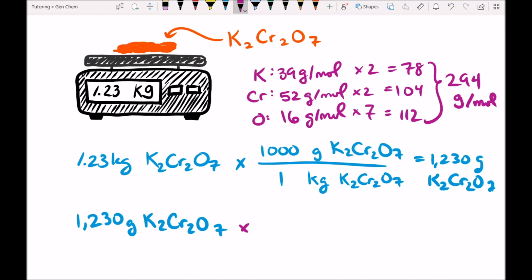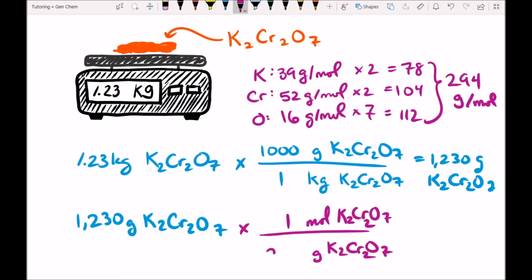Let's use that conversion factor to get rid of units of grams potassium dichromate and get units of moles potassium dichromate. 1 mole has 294 grams in it. If we do the math, 1,230 divided by 294, you get 4.18 moles of potassium dichromate.